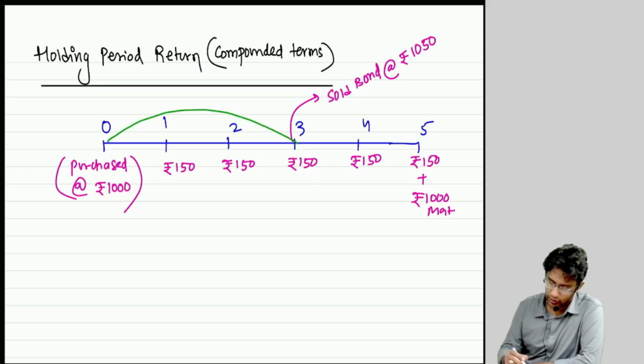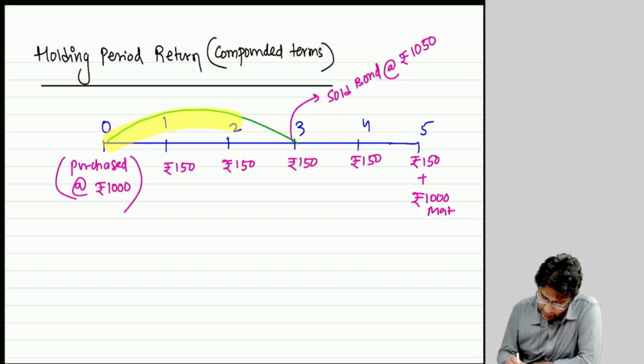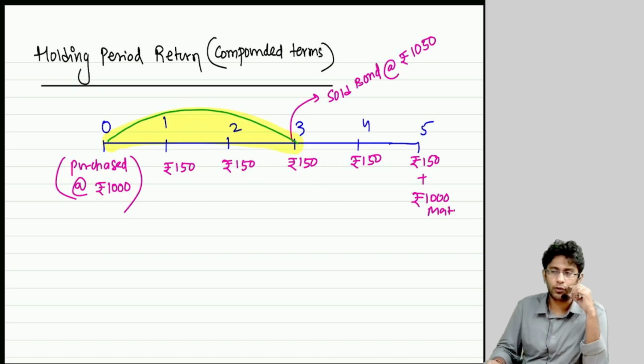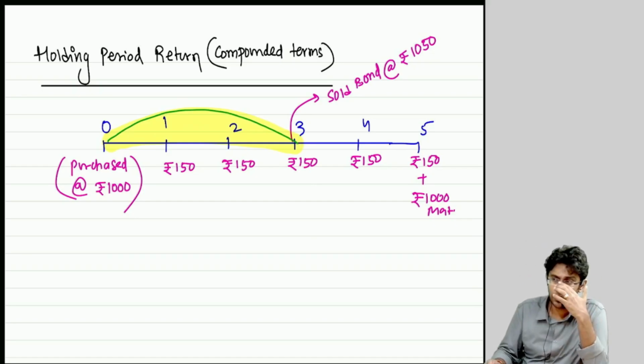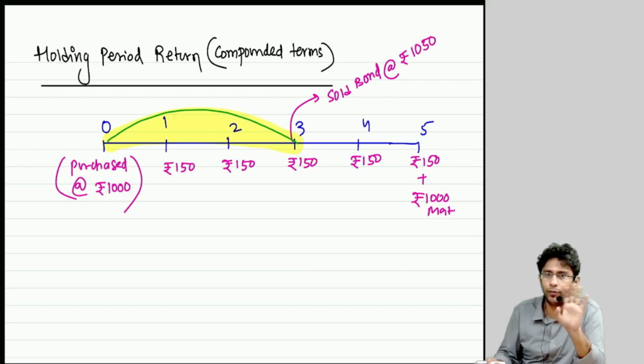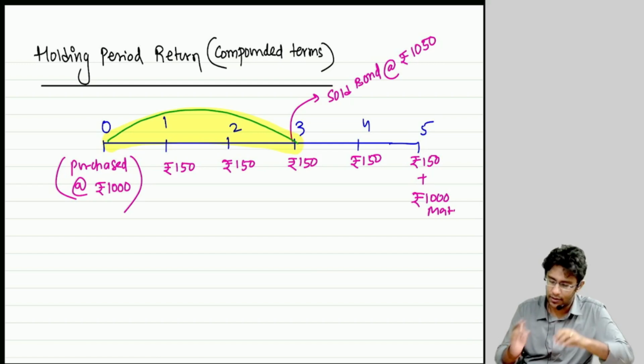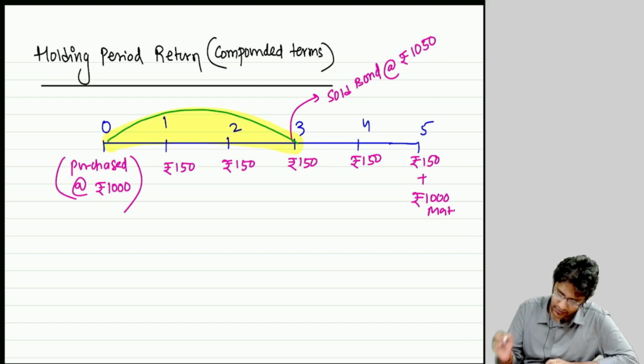So I want return only for a period of 3 years basically. If you work out for all the 5 years, that is called as what? YTM. I don't want YTM. I want return for the period from the date of purchase till the date of sale, which is how many years here? 3 years.